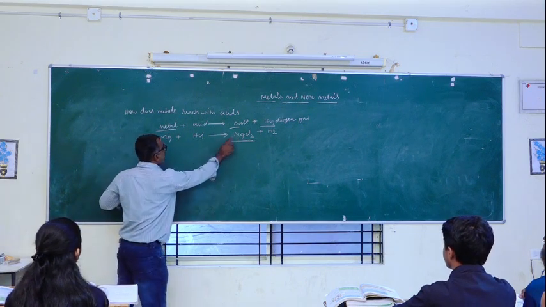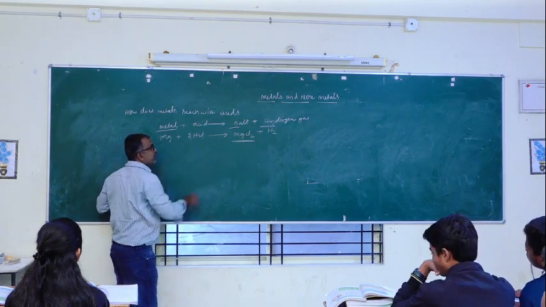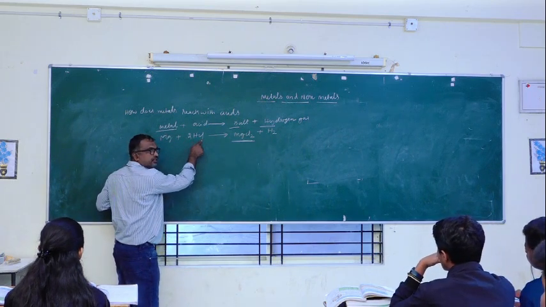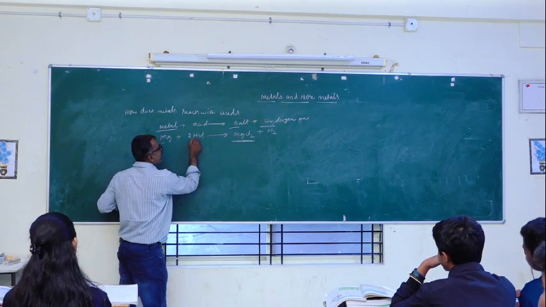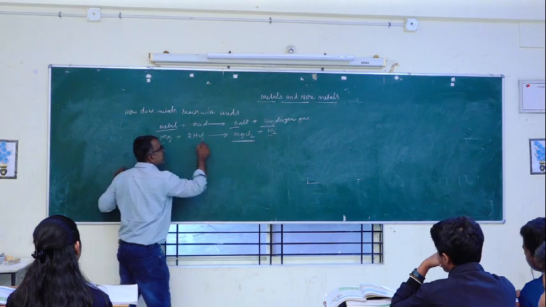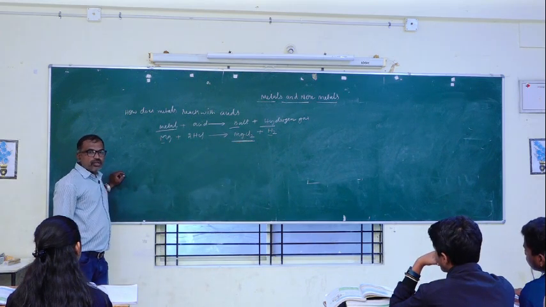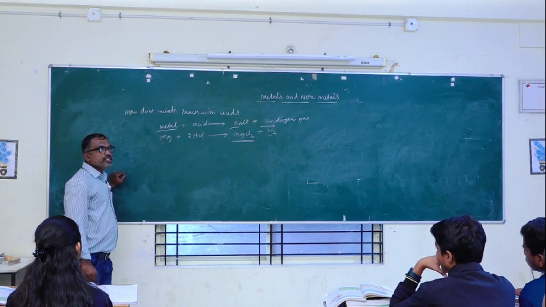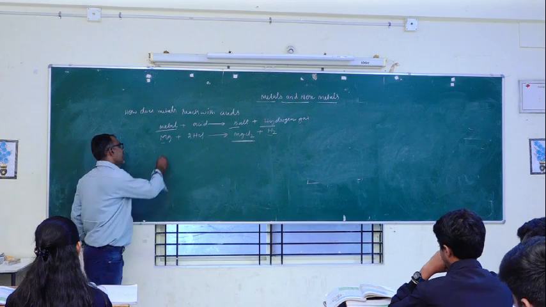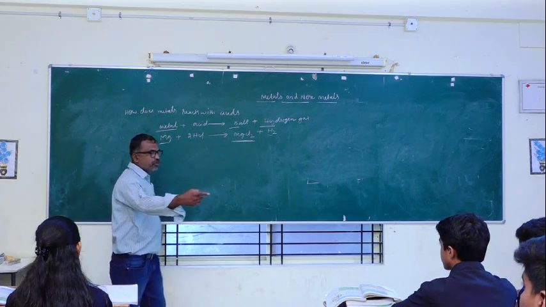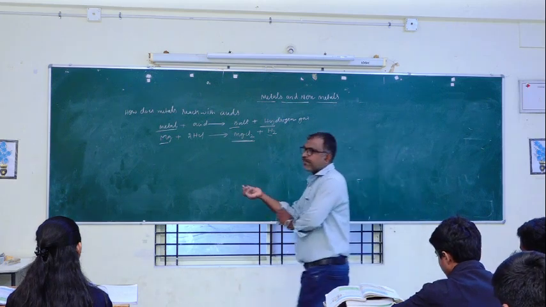Mg, H here 1, H 2, then Cl2. So, once again, Mg, 2H, then 2Cl, Cl is also balanced. Okay. So, this is an example. Like that, there is another example given in the book. Second example, aluminium is another example they have given.